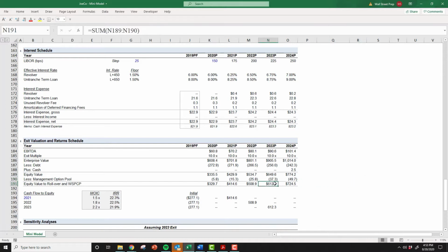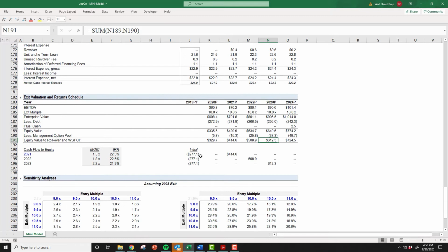So it's not like 64.9 million in equity. And the equity value now that goes to the management is 37 million. The equity that goes to the sponsor, and of course, if there was any rollover, it would go to them as well, is 612. Since there's no rollover assumed for the purposes of this simple model, we now are saying, okay, we're going to get 612 million, and we put in 277, right? That's the initial money that we put up front.